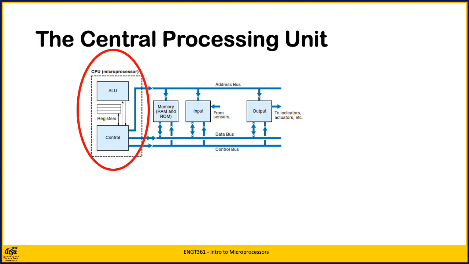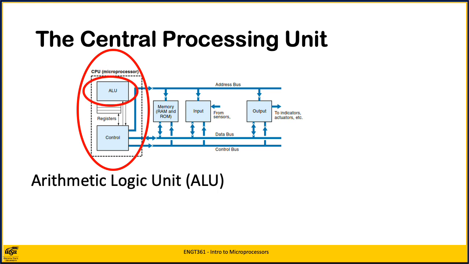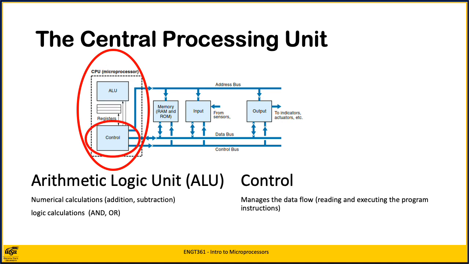The central processing unit does the actual computing and is composed of 2 subparts, the arithmetic logic unit and the control sections. The arithmetic logic unit, or ALU, performs the actual numerical and logical calculations such as addition, subtraction, and so on. The control section of the CPU manages the data flow such as reading and executing the program instructions. If data require calculations, the control section hands it over to the ALU for processing. In a microprocessor-based computer, the microprocessor is the CPU.